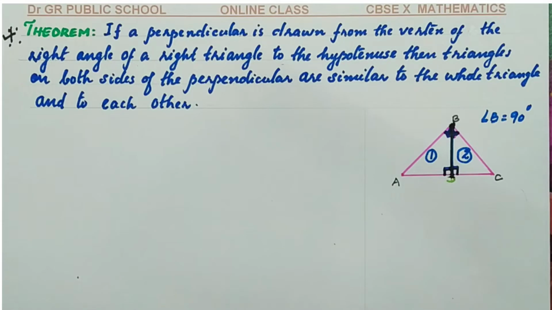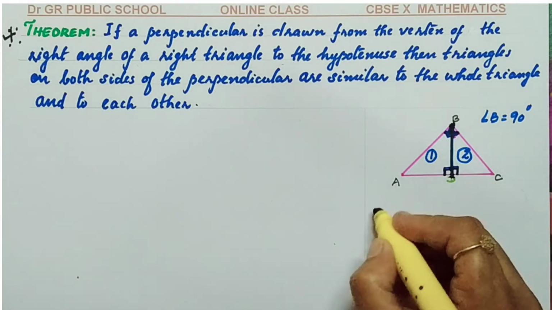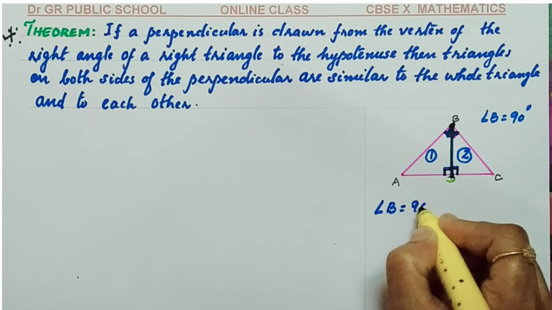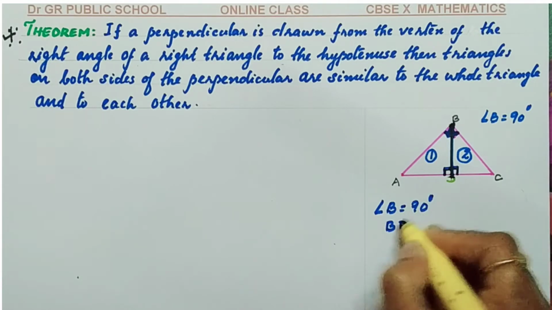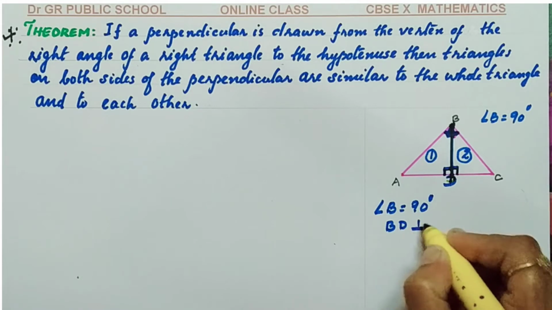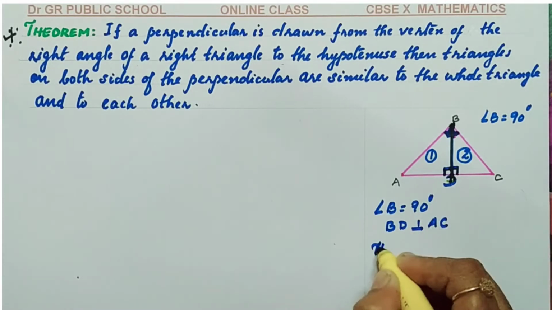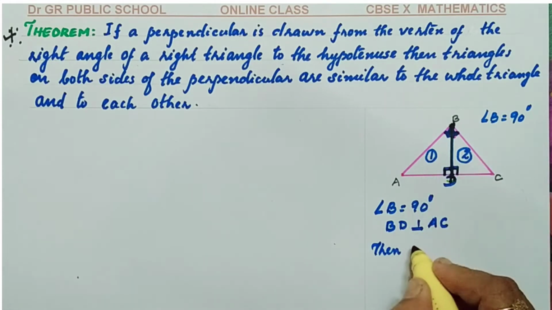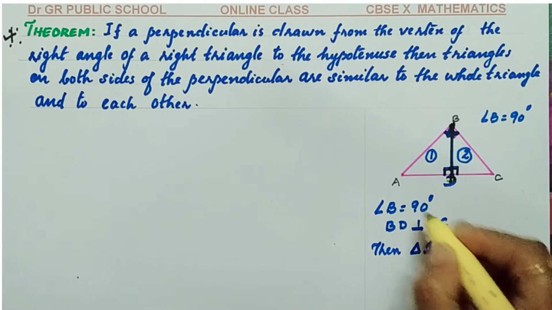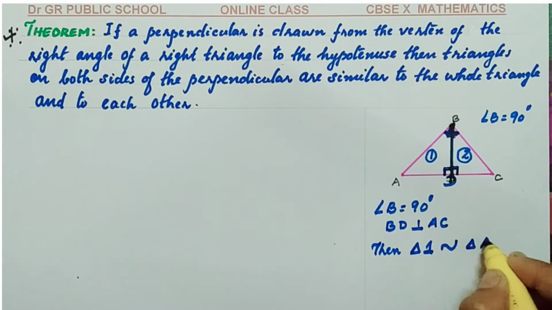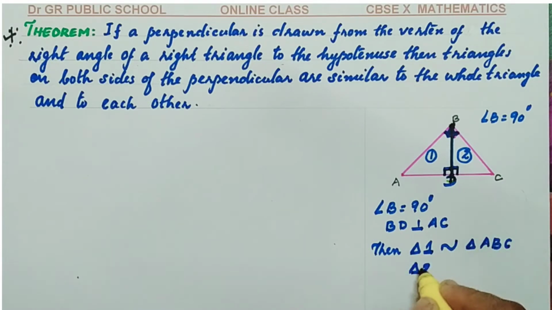So, what we need to prove, or what the result states: if angle B equal to 90 degree and if BD is the line which is drawn perpendicular to the hypotenuse AC, then the triangles on both sides, that is triangle 1, is similar to the whole triangle ABC. And triangle 2 also similar to the whole triangle ABC and they are similar to each other also. This is actually the statement.